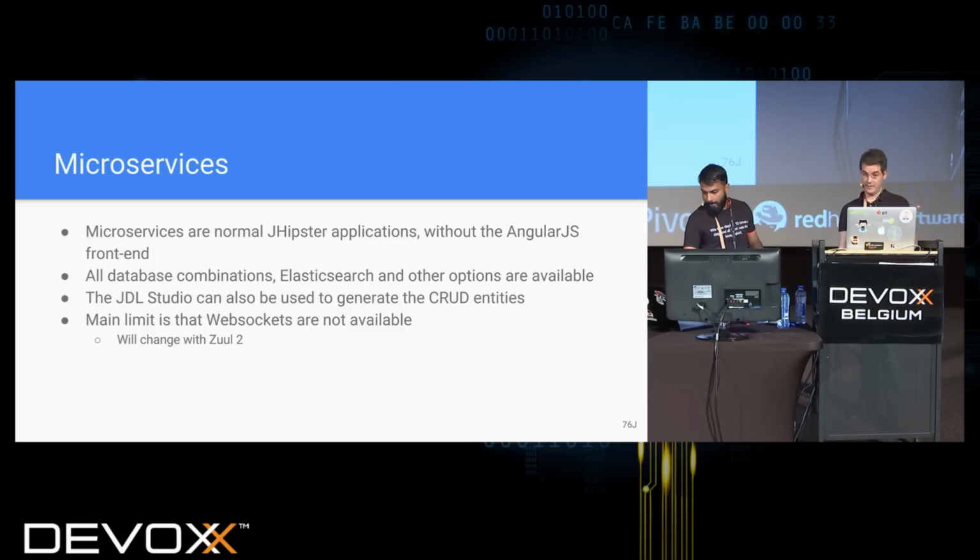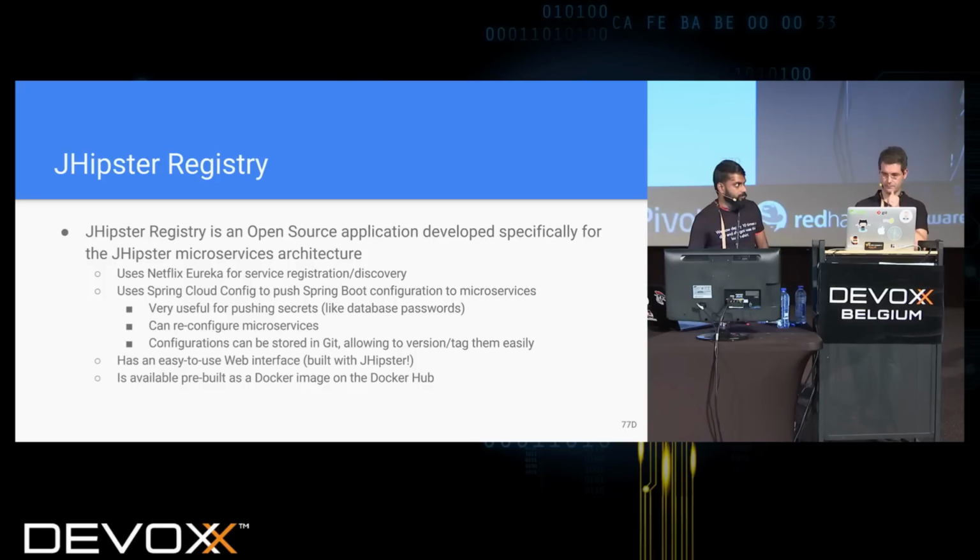The microservices are the same thing. It's a normal JHipster app, so everything we just saw still works. But we don't have the AngularJS front end because we generate it afterwards on the gateway. You can use all database combinations and Elasticsearch. The only limitation for the moment is WebSockets, because WebSockets don't go through Zuul. That will be in Zuul 2, so very soon we should have this. At the moment, people just do WebSockets on the gateway, but not on the microservices. It's a bit strange to have a WebSocket coming from a microservice straight to the client, so not that much of an issue for me. And of course, you can use the JDL Studio here.